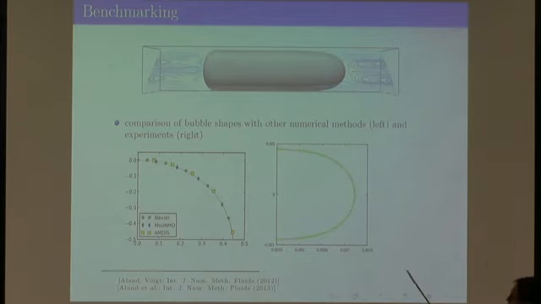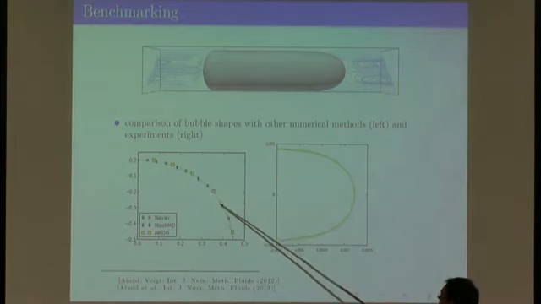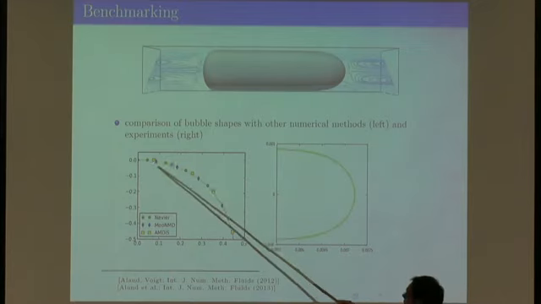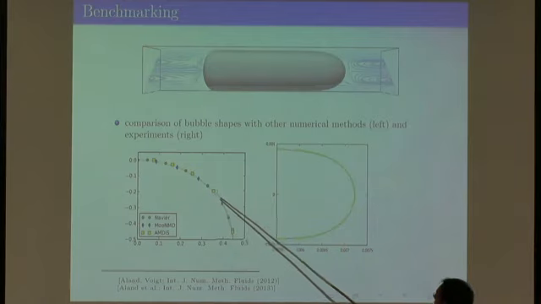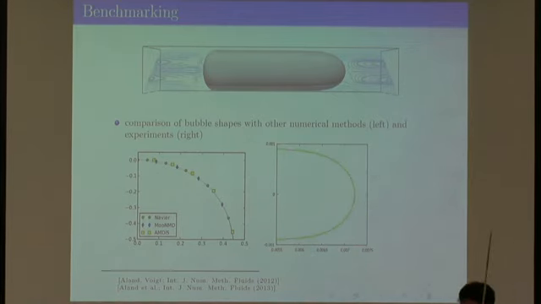This is another benchmark comparison for Taylor bubbles in flow, where you have a comparison of sharp interface models with diffuse interface models, and you see no differences in the bubble shape at the front. And that's another bubble shape comparison of experiments and diffuse interface models, and they also agree very well.